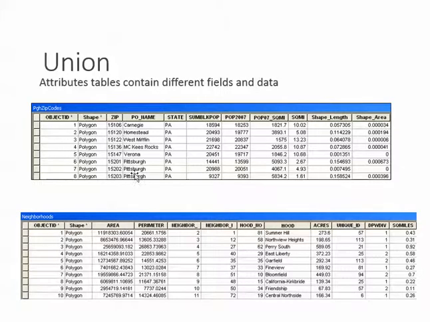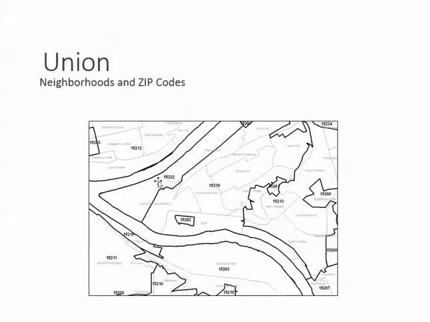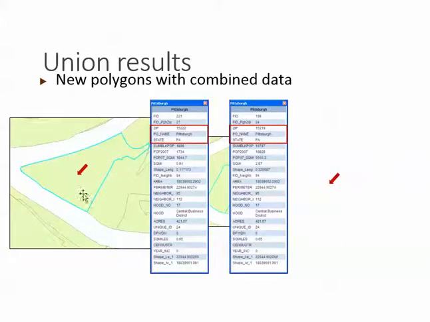And these are the attributes that came with each individual layer. And now that section has been sliced to give you information about that part of the central business district that fell within this particular zip code, the 1522. So the resulting layer now has information about that 1522 zip code.